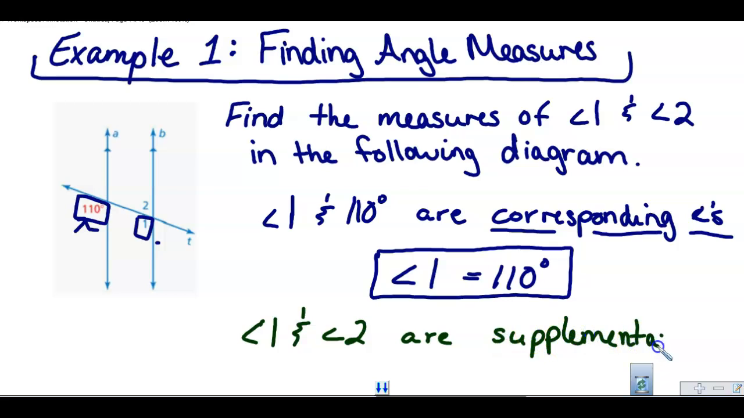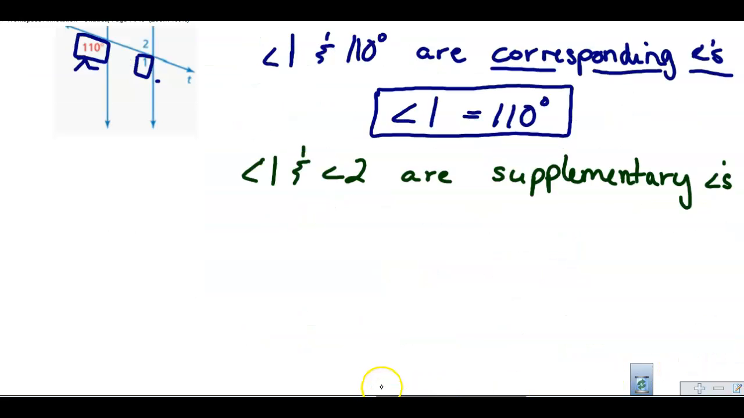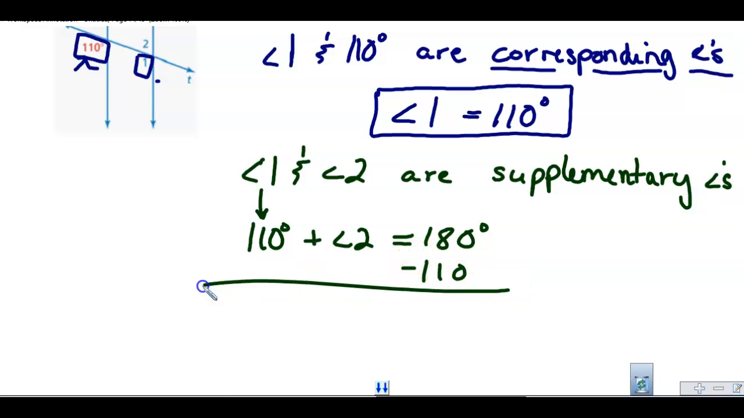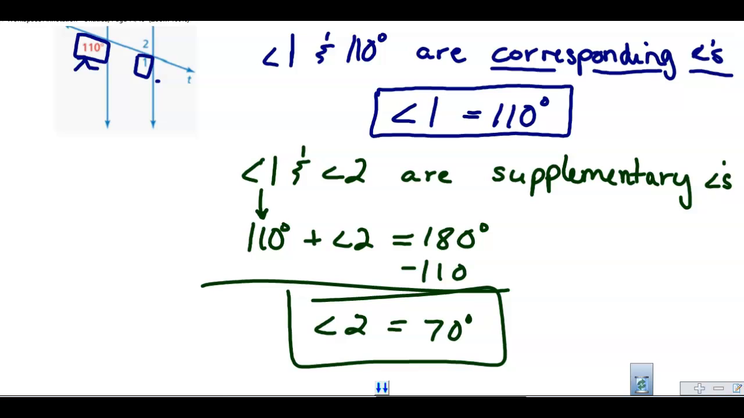If they are supplementary angles, they add up to 180 degrees. Angle 1 is 110, plus angle 2 is going to give us 180 degrees. That's the definition of supplementary angles. And we already substituted our value in for angle 1. So what's left? Well, solve for angle 2. 180 minus 110. Angle 2 is going to be 70 degrees. Let's let you give it a shot.